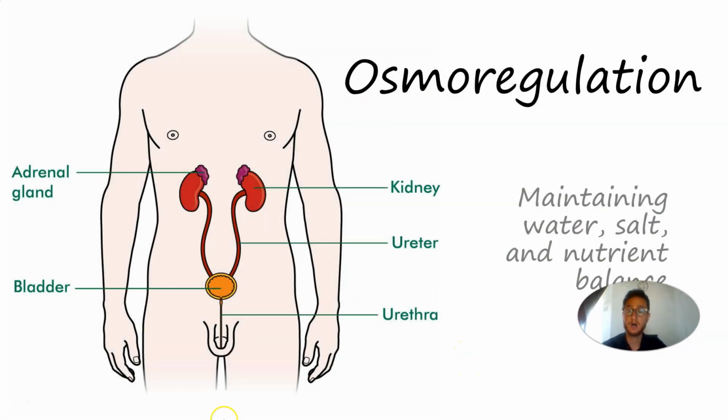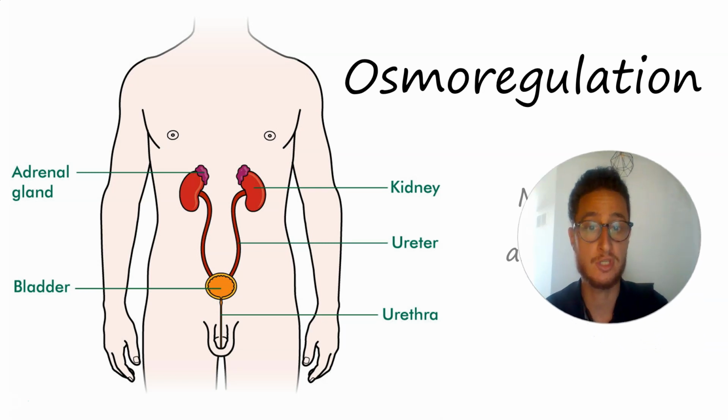In us, we have a complex organ system that can deal with our water and our solute balance. Not all creatures have such a complicated system, but all creatures need to maintain some kind of homeostasis, in particular of their water. So let's see how we can achieve this.